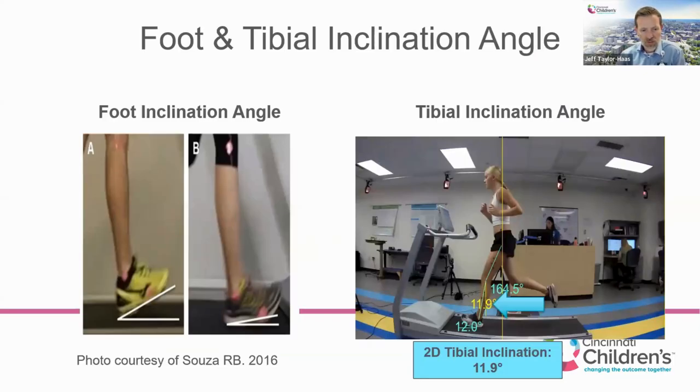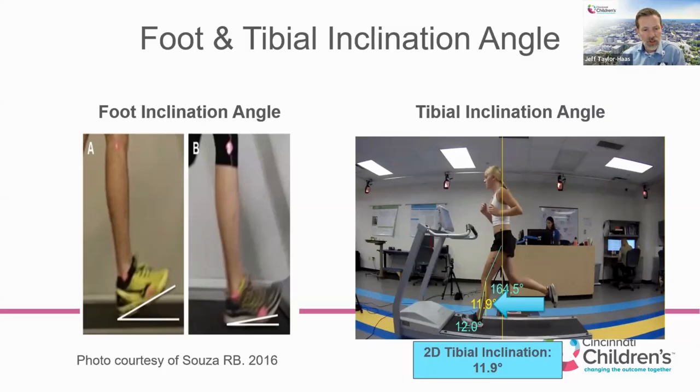Another term to be aware of is foot inclination angle. On the left, again courtesy of Susan and colleagues, is a runner with two different amounts of foot inclination angle. This is the angle the shoe makes with respect to the horizontal. On the right, we're looking at tibial inclination angle, and this is the angle the tibia makes with respect to the vertical at initial contact. Researchers and clinicians often measure these angles kinematically to infer kinetic forces acting upon the lower leg during running.